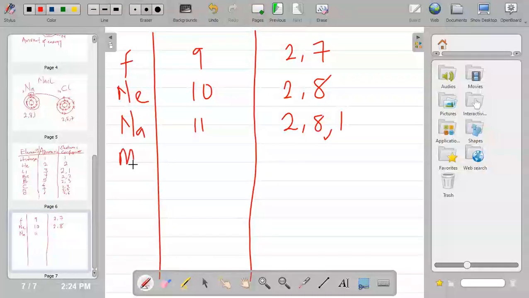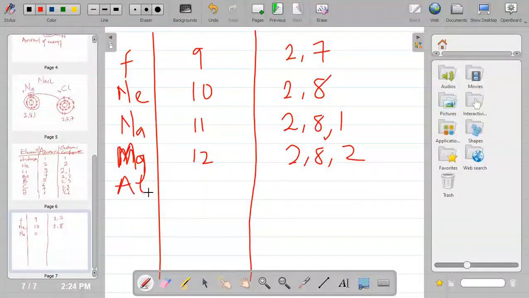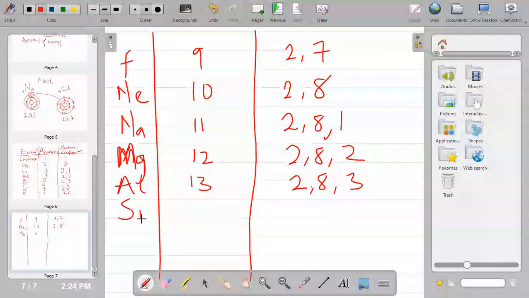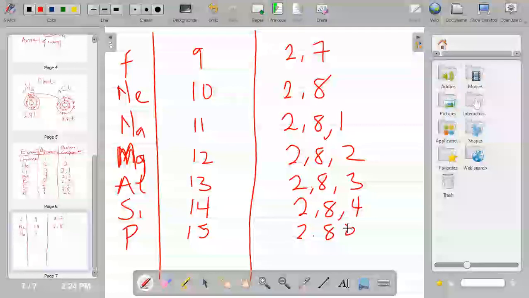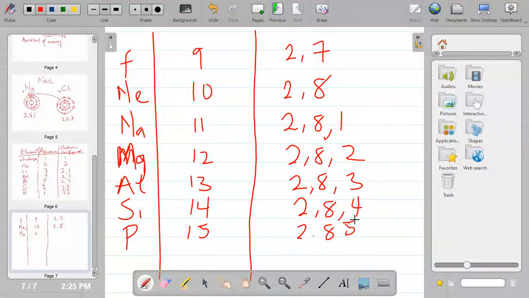We have magnesium, which is 12, to be 2, 8, 2. We have aluminium, 13, 2, 8, 3. We have silicon, 14, to be 2, 8, 4. We have phosphorus, 15, to be 2, 8, 5. We have sulfur, 16, to be 2, 8, 6.